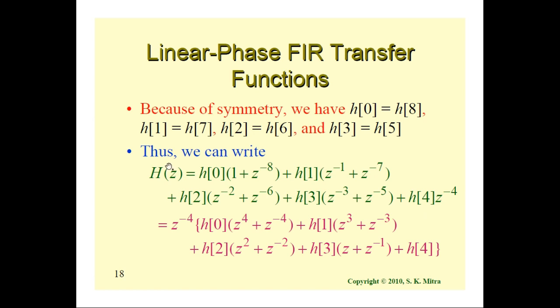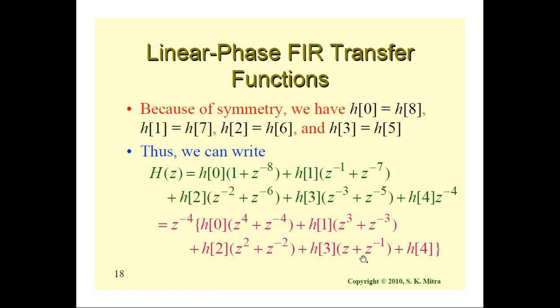Now, because we are talking about a stable filter, if we evaluate this transfer function on the unit circle, that is, we substitute z equal to e to the j omega.